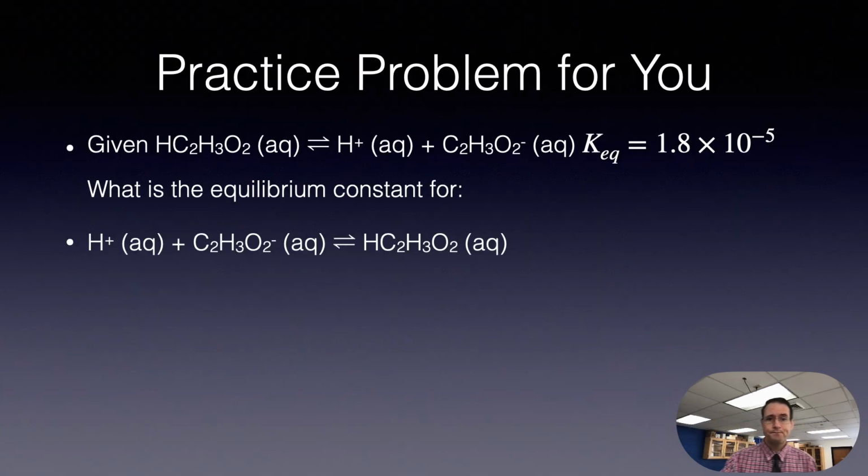All right? Here's a practice problem for you. We have acetic acid in equilibrium with H plus and C2H3O2 minus. The equilibrium constant is 1.8 times 10 to the minus 5. What is the equilibrium constant for this chemical reaction? You can see how it's flipped. All right? So that's for you to try on your own.